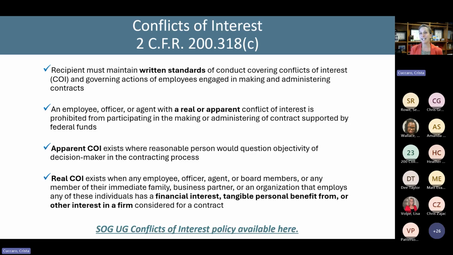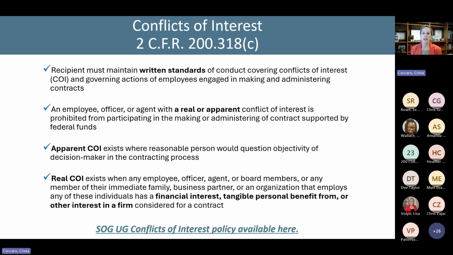The Uniform Guidance does define a real conflict of interest. And so it says a real conflict of interest exists when any employee, officer, agent, board members, any member of their family, business partners, or an organization that employs any of these people has a financial interest in, a tangible personal benefit from, or other interest in a firm considered for a contract. That is a lot of different relationships at play, right?